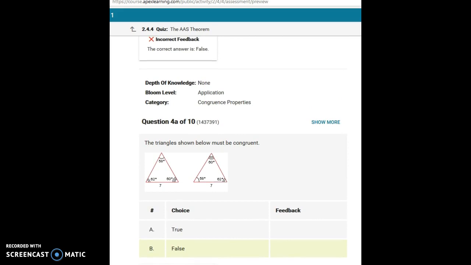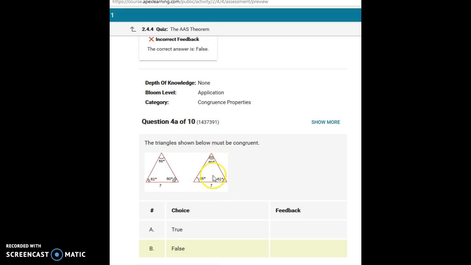Okay, this one, same thing. This 60 equals that 60. That 62 is that 62. That 58 is that 58. But it's the way the triangle sits. This one is 62 and that's 58, and this is 60 and that's 62, and that's 58 and that's 60.